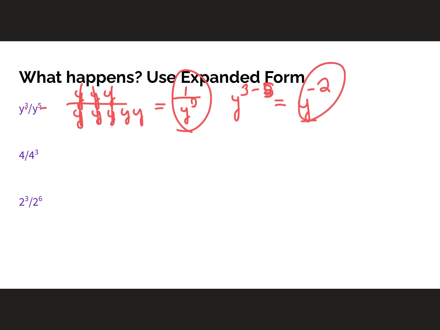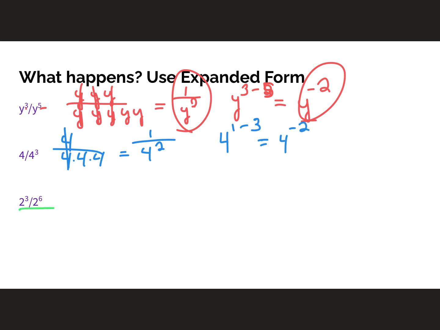Let's look at another one. Here I have 4 over 4 to the third power. 1, 2, 3 fours. Again, those cancel. I'm left with 1 over 4 squared. And again, if we do this with our rules, it'd be 4 to the first power, where there's always a 1 there if nothing's there, minus 3, which is 4 to the negative second power.